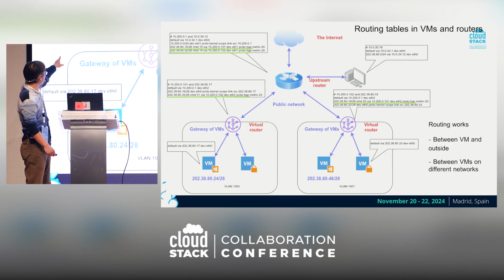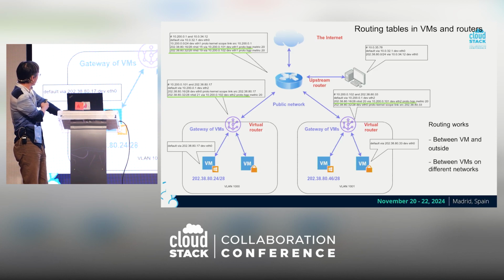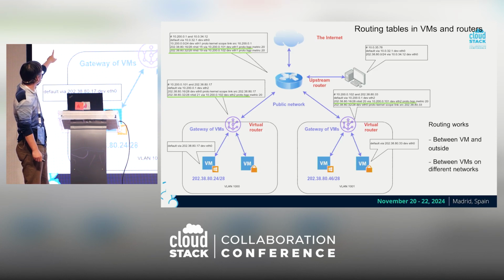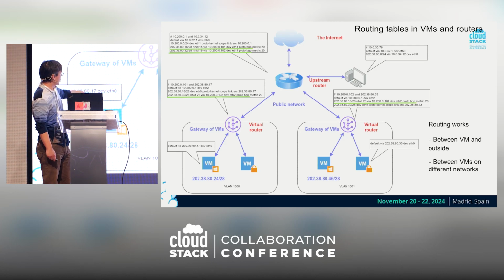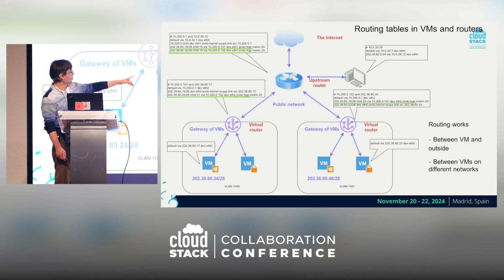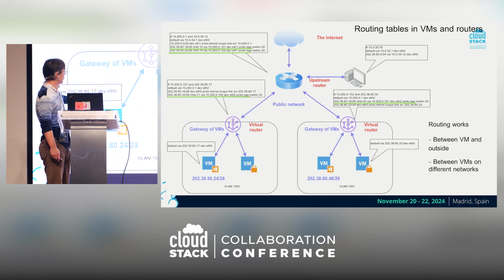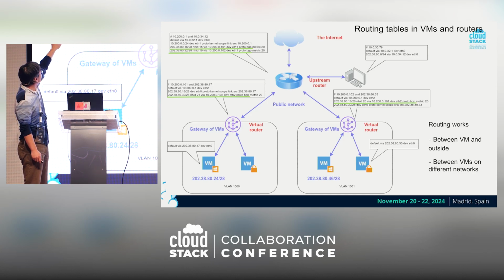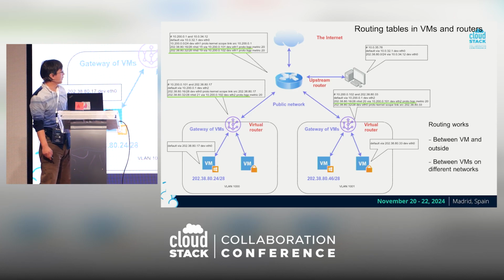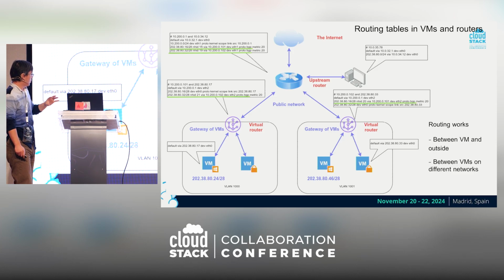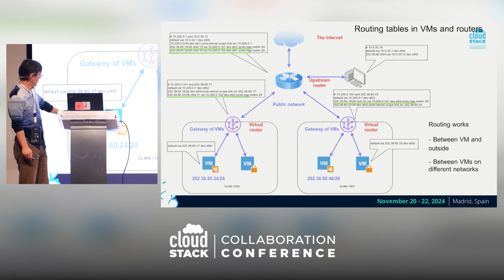We can see on the virtual machine of the first left network, it has the routes advertised by protocol BGP. This route is used to connect to the VM on the right network. Similarly, in the virtual router of the second network, it also has a route to the first network. The upstream router also has two routes, one to the first network, one to the second network. So the routing works both between the VM and the internet and also for VMs across networks.